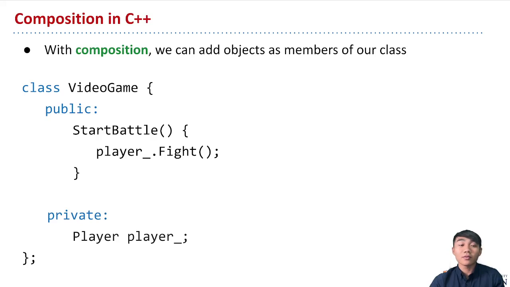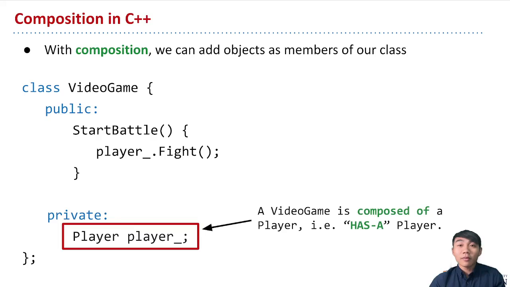So this is what composition would look like in code. So we have a player object that a video game is composed of. A video game has a player. So essentially, this member variable that we have within the private section in this video game class is another object. It's a player object. So we've established using composition this has-a relationship. A video game has a player. So what does this actually enable us to do in our code?